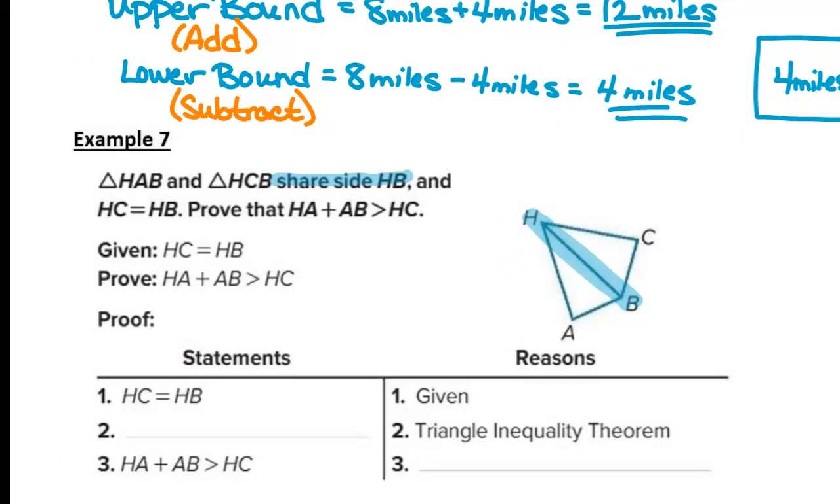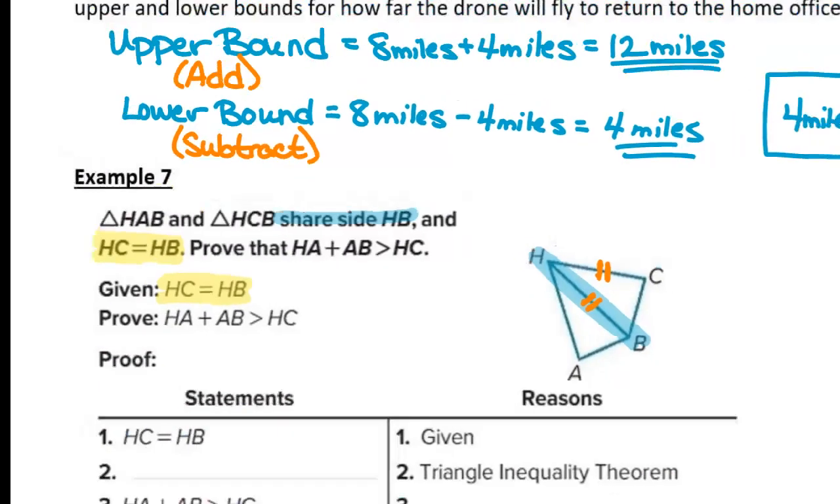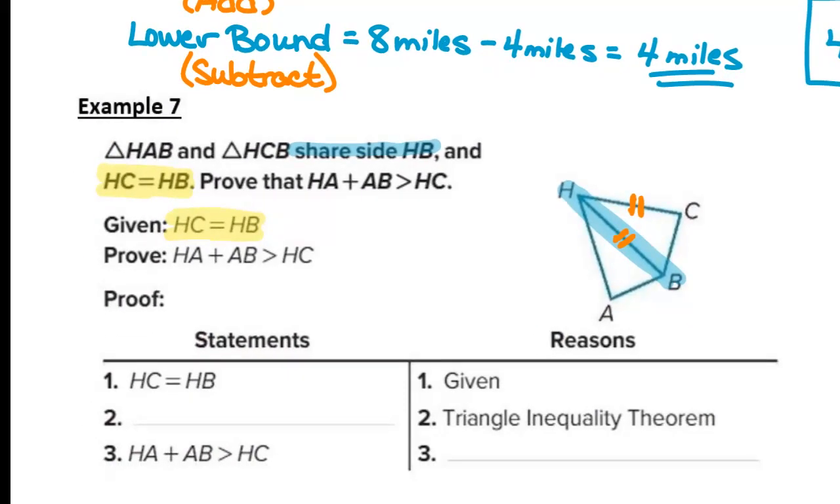And HC has a length that is the same size as HB. In fact, that's my given information right here. So I'm going to mark that on the picture. HC right here is congruent to HB right here. We want to prove that if I add sides HA and AB together, it's bigger than HC.